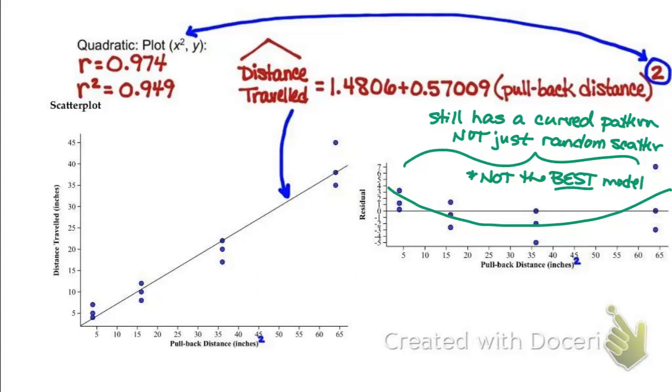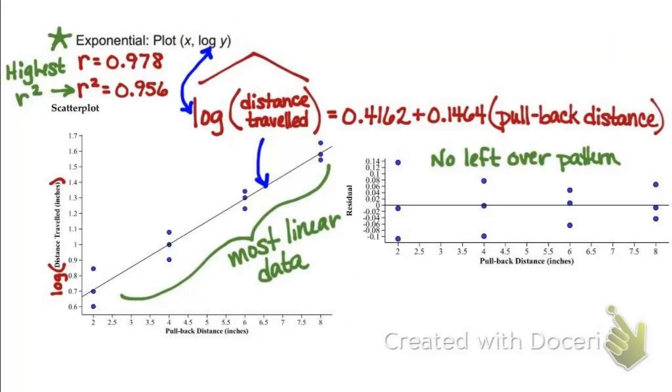So everybody had a chance to snap a picture if you need one? All right. This last model is what kind of a plot? An exponential plot. For my exponential plot, I have x and then the log of y. This one by far has the most linear appearance. Look at my R and my R squared.